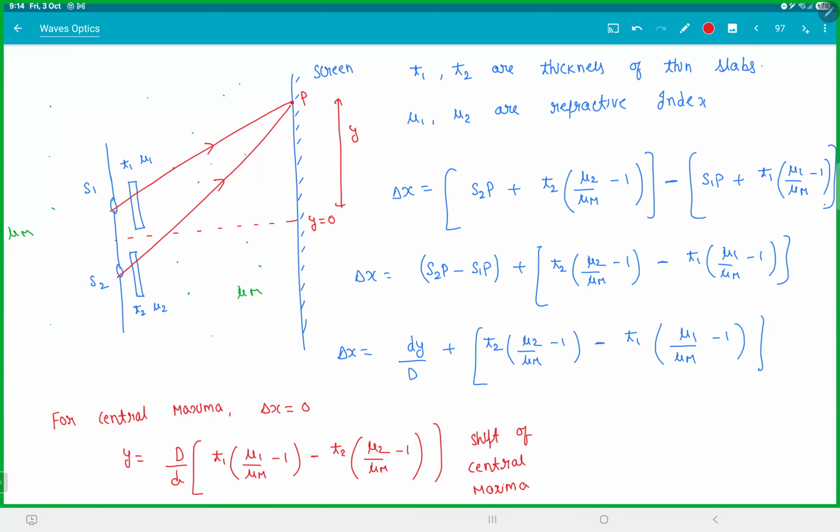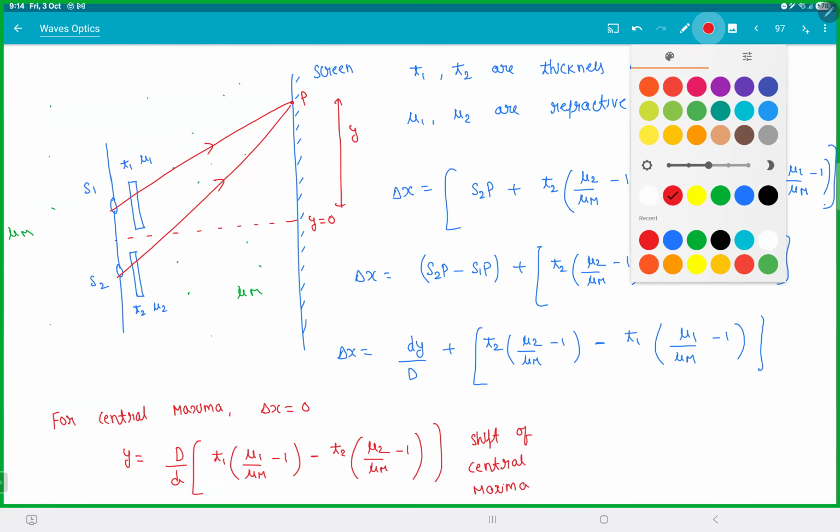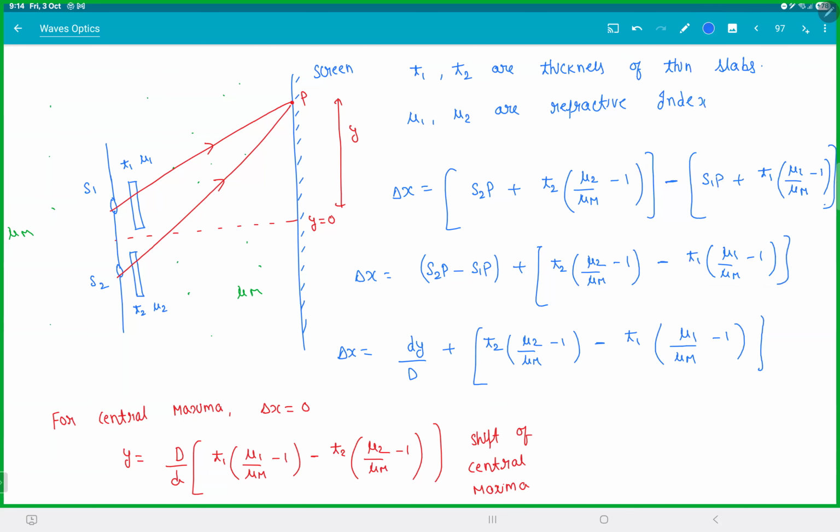And what about the fringe width? Do you think the fringe width will change? Lambda capital D by small d, nothing changes. So fringe width is unaffected. Putting the slabs in front of the slits will not affect the fringe width, it will just shift the pattern. If you want the nth maxima, delta x is n lambda. Like I said, once you get delta x, you will get everything that you want.